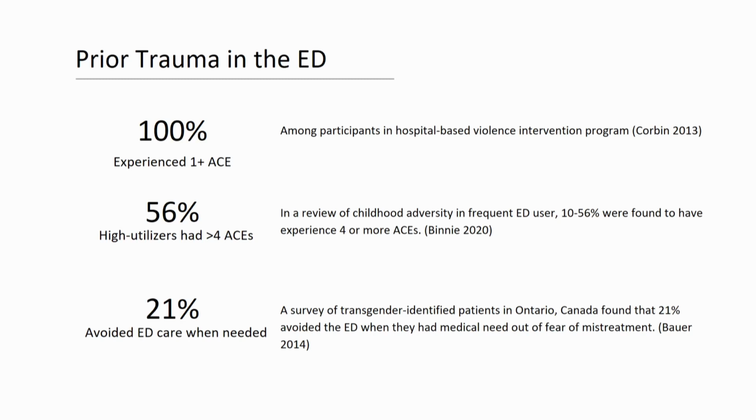The second study looked at high utilizers of the emergency department and found that they had a 4 times greater risk of being in that highest risk category, the 4 or more ACEs, 56%. In the final study I've included, because ACEs are very well validated, but they do not in any way capture the breadth of adversity that our patients face. And so this last study looked at individuals that identified as transgender in Ontario and found that 21% of them avoided the emergency department when they had a medical indication for fear of being mistreated.